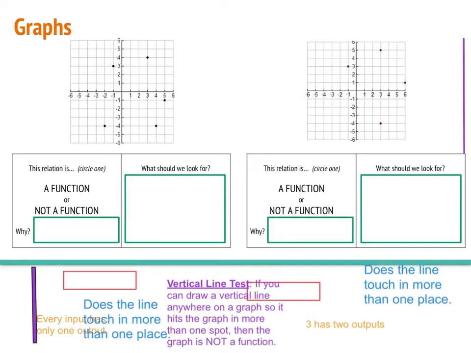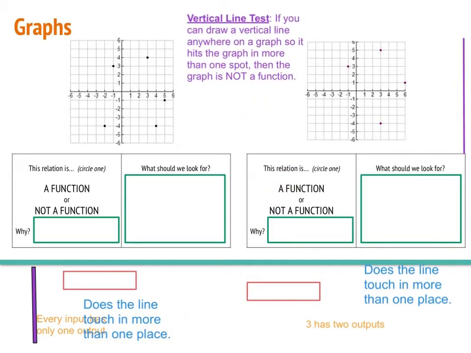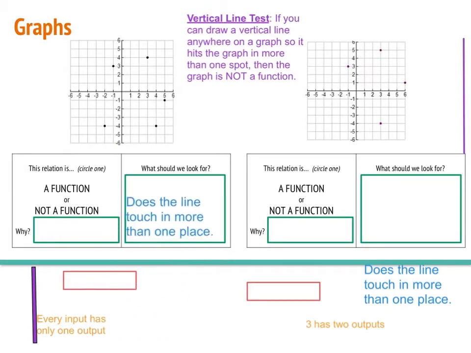Now we are going to look at graphs. In order to determine if a graph represents a function, we have to use something called the vertical line test. The vertical line test states that if you can draw a vertical line anywhere on a graph so it hits the graph in more than one spot, then the graph is not a function. So we need to see if the line touches in more than one place.